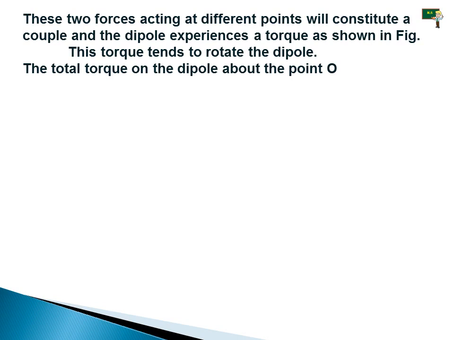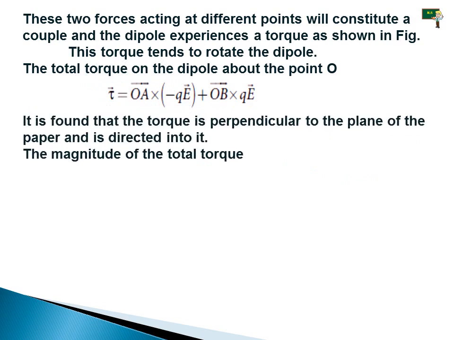So we get the torque moment tau is equal to OA into minus qE plus OB into qE. That means from O to A we get minus qE, and from O to B plus qE. It is found that the torque is perpendicular to the plane of the paper, and it is directed into it.